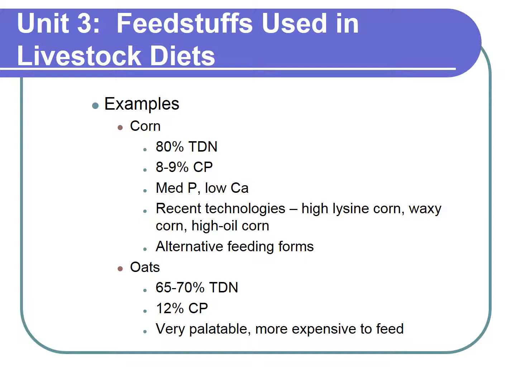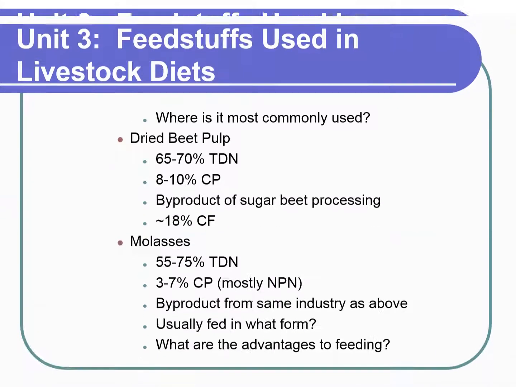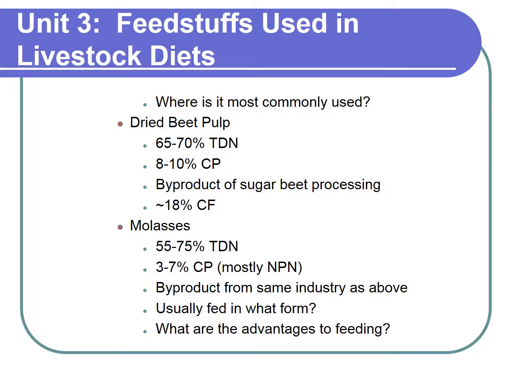Also in this category is oats, 65 to 70% TDN and 12% crude protein. As you compare it to corn, it certainly doesn't have quite the energy impact, but it does provide a little more protein. Oats are a very palatable feed, but clearly more expensive. There's just not as much grown out there, so it is more costly to feed. And where is it most commonly used? The equine industry feeds probably the bulk of the oats out there, because about 12% will catch most equine rations in terms of crude protein feeding needs.